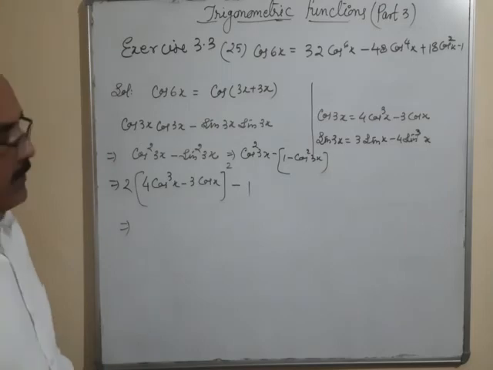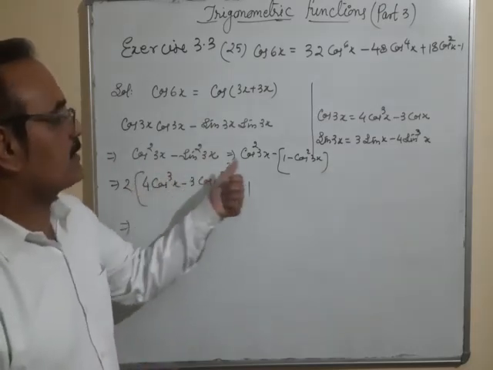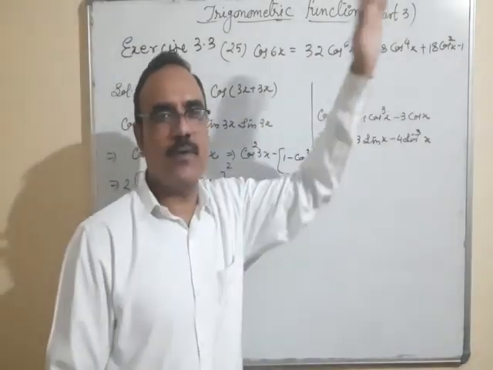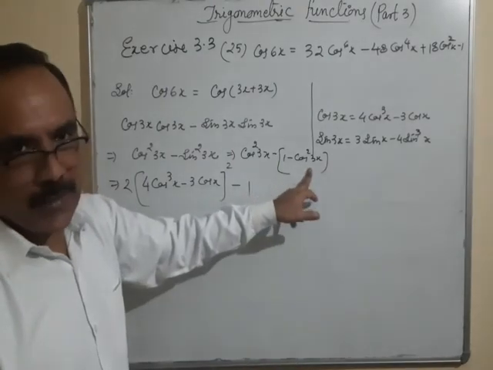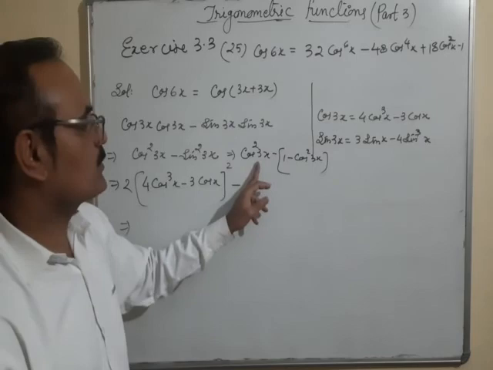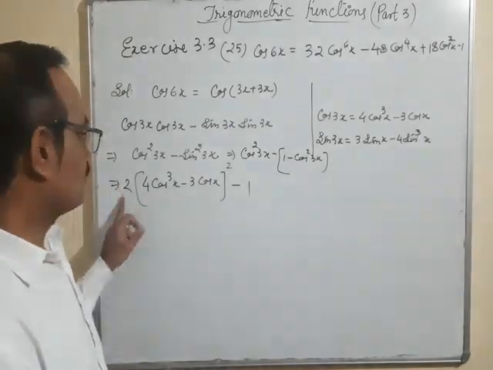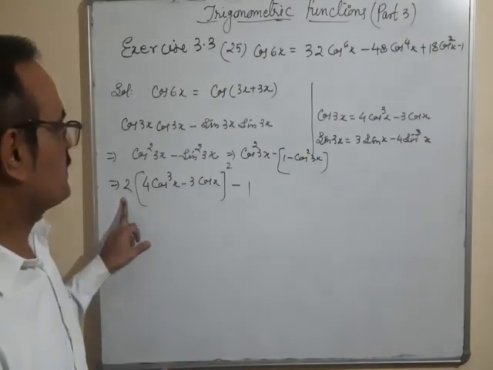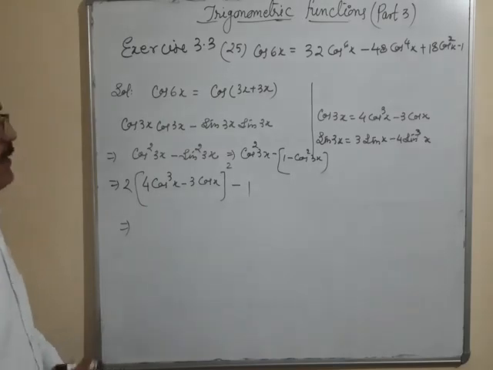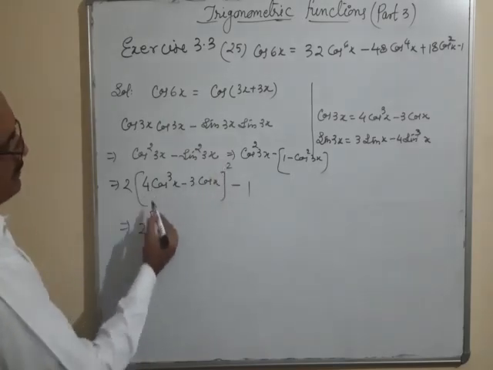Is it okay? Have you understood it? Cos square 3x minus sin square 3x. I have written 1 minus cos square 3x because I want all the terms in the form of cos. So it is minus minus, it is plus 1. So cos square 3x plus cos square 3x, it is 2 cos square 3x, that means 2 times cos 3x whole square, minus 1.